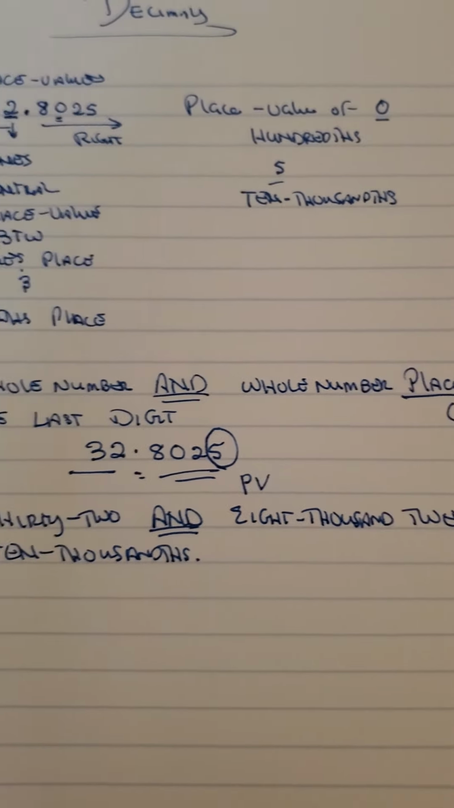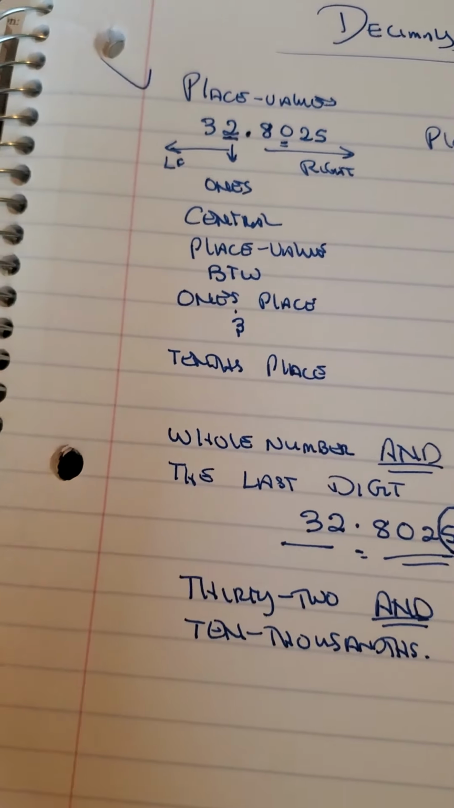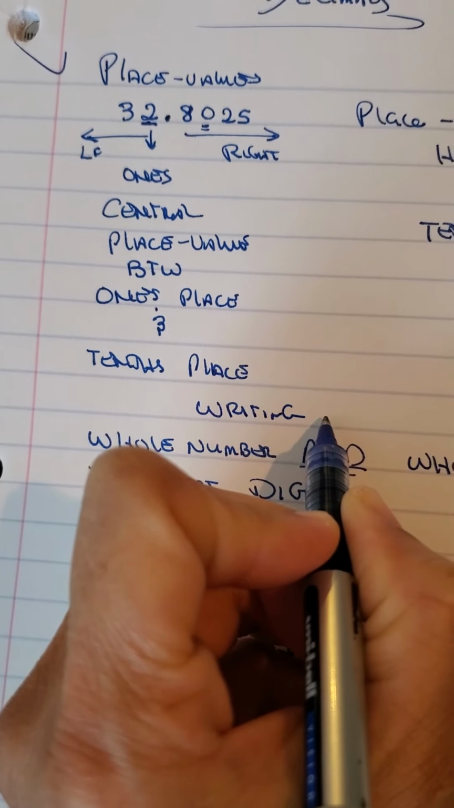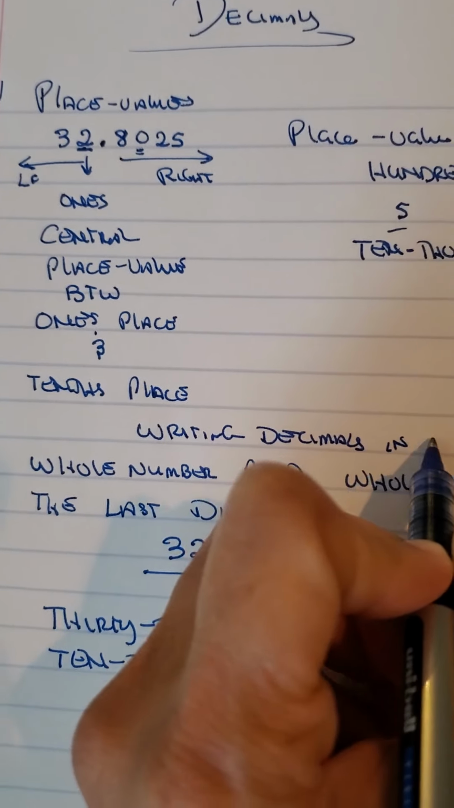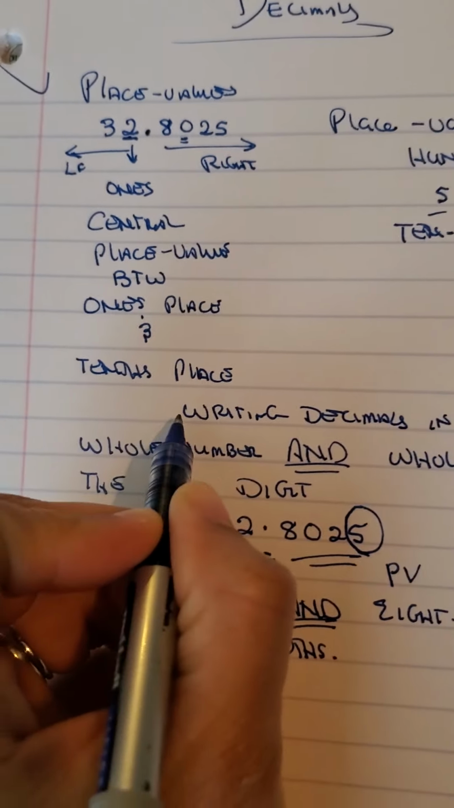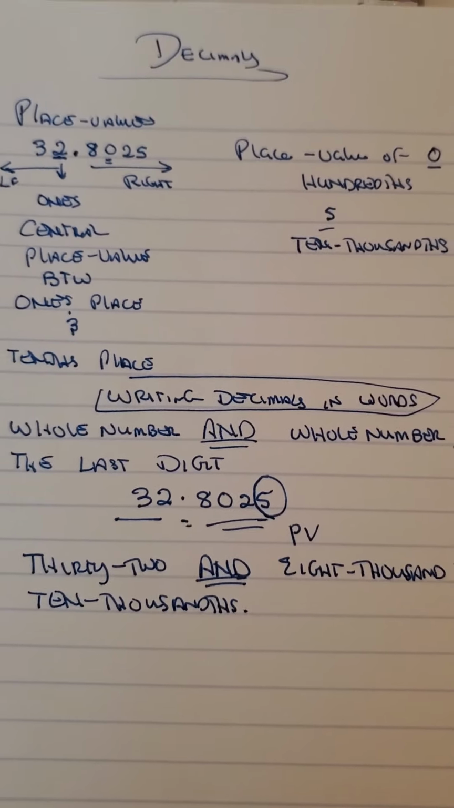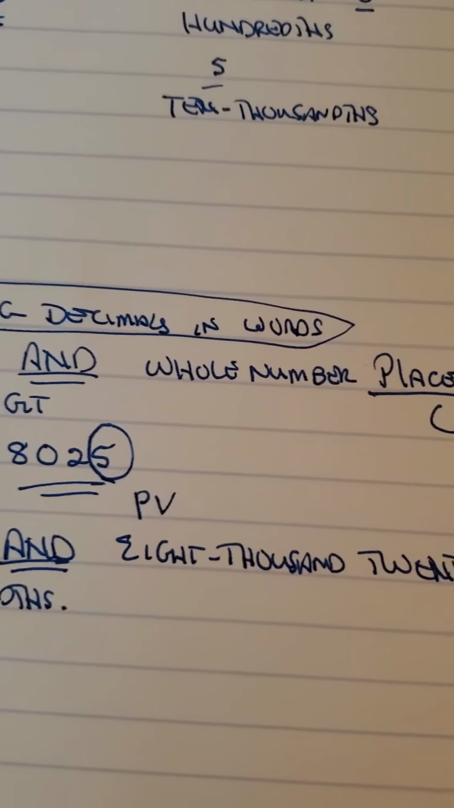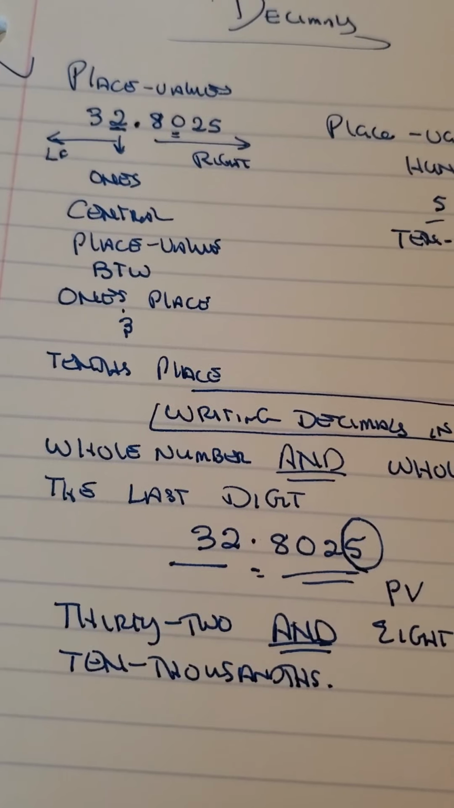All right. So that's it. That's talking about place value and writing decimals in words. All right, so that's that for that. On to the next. 32 and 8,025 10,000ths. All right.